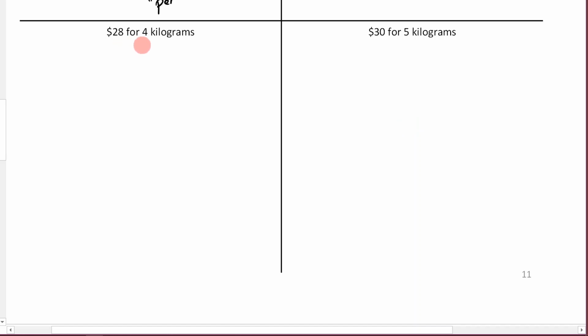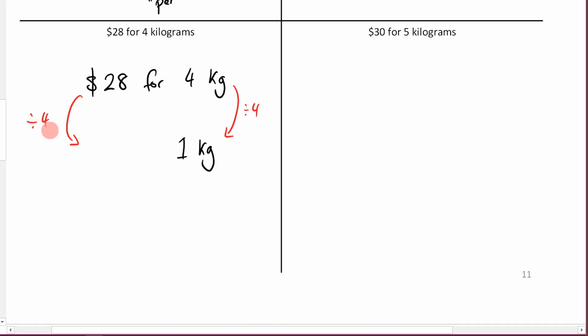So we have $28 for 4 kilos. Remember, I want this to be 1 kilo. So to go from 4 to 1, I'm going to divide by 4. Whatever I do to one side, I must do to the other side. What is 28 divided by 4? It's going to be 7. So it'll be $7 for 1 kilo, and that means $7 per kilo.